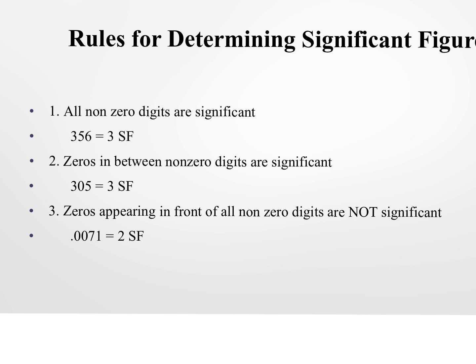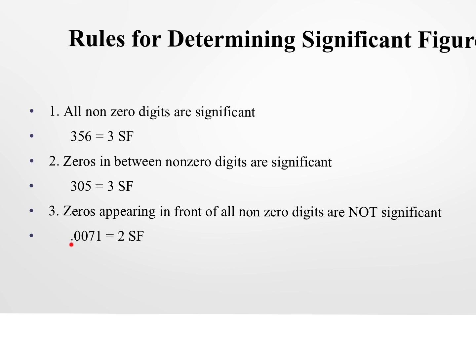Number 2, zeros in between non-zero digits are always significant. So I call this one the sandwich rule. If you have a 0 and it's sandwiched in between 2 non-zero digits, then this 0 is significant. So 305 would have 3 Sig Figs.